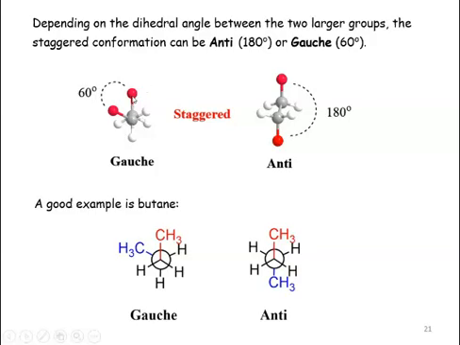Here, the groups which are attached to the front carbon and the second carbon are oriented in such a manner that the dihedral angle is considered as 60 degrees. They are away from each other by 60 degrees.